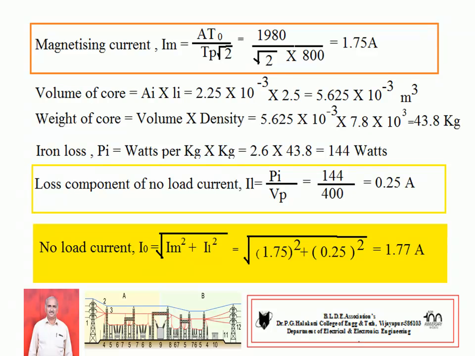Once you know the magnetizing current and the loss component current, then it is very easy to estimate the no load current. I0 equal to under square root of Im square plus IL square. So we are going to get around 1.77 ampere.